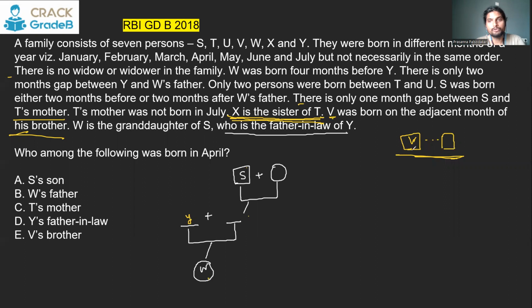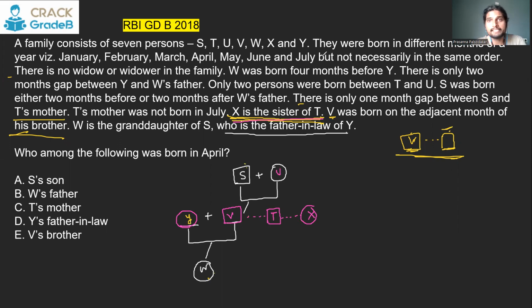X is the sister of T, and V and another person are going to be siblings. Now we have only 7 members in this family. So 1, 2, 3, 4, 5 members are already there. We have to put these 2 here. So V is the brother of another member. So we can just say if this person is V, he is the brother of another member, and one more statement is X is the sister of T. So we can say this person is T and X is the sister. And that makes Y the female. So that is one of the cases, and the remaining member is U.